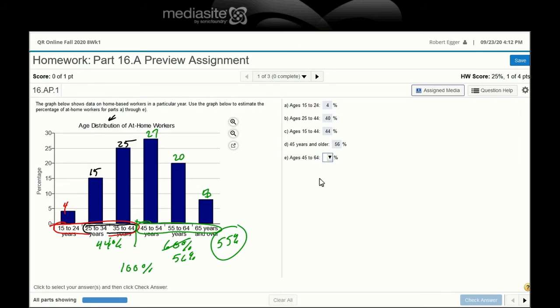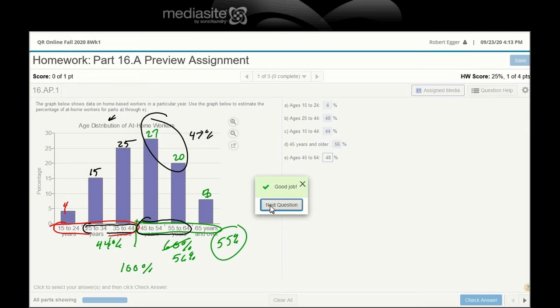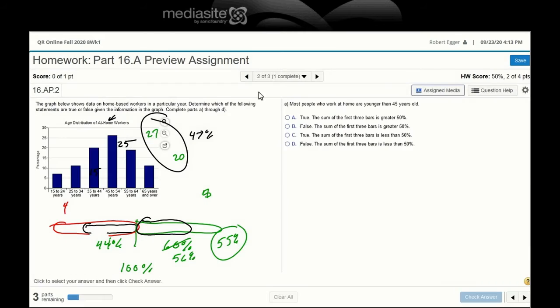Then 45 to 64. Chart these 2 numbers. And that looks to be about 47%. Now they're saying 47 is close to 48 and 44. Remember with this guy. Yep. Go back.